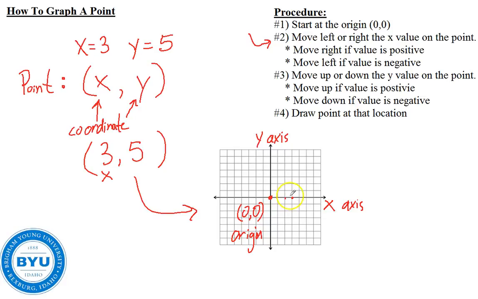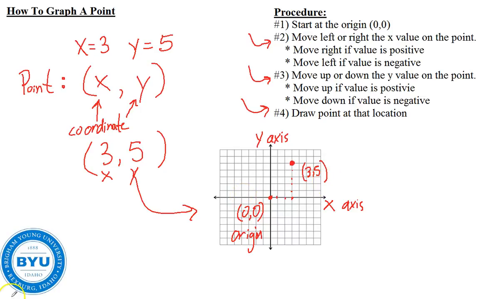Now from there, we're going to move up or down the number on the y. It says move up or down the y value. Now 5 is positive, so from this spot, we're actually going to move up 5. 1, 2, 3, 4, 5. If it were negative, we would have moved down. Step number 4 is draw a point right at that location. So I'm going to make a big point right there, and I'm going to label it as 3, 5. That's how we draw points.